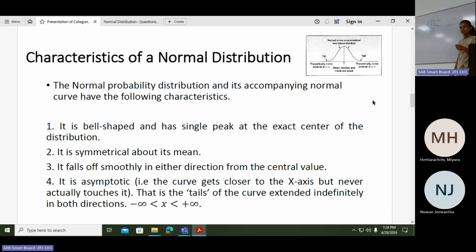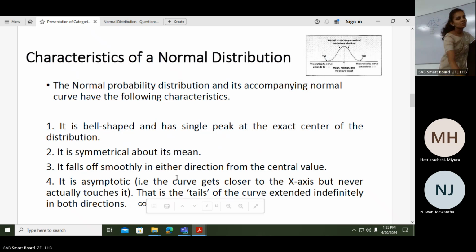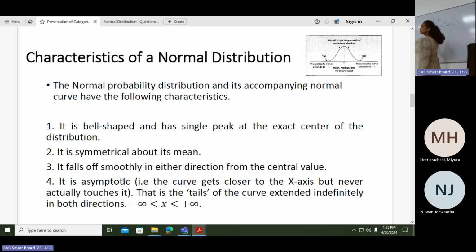Understood? The curve does not touch the x-axis. It goes to minus infinity and plus infinity. Understood? This is the normal distribution. That is the fourth point. The curve gets closer to the x-axis, but never actually touches it. It can be a curve, but it cannot touch.